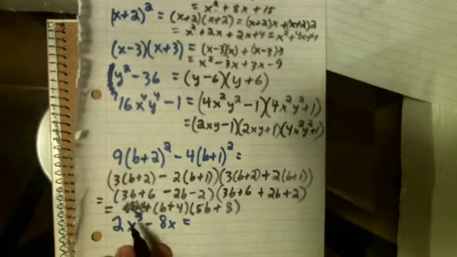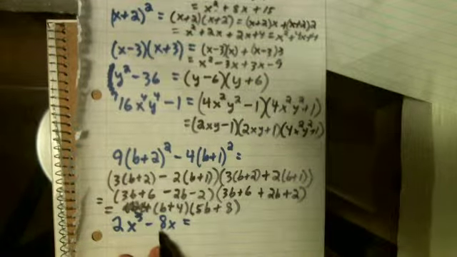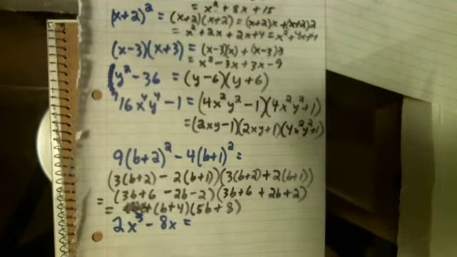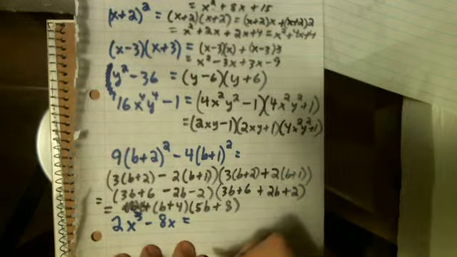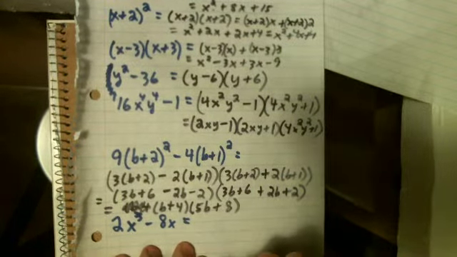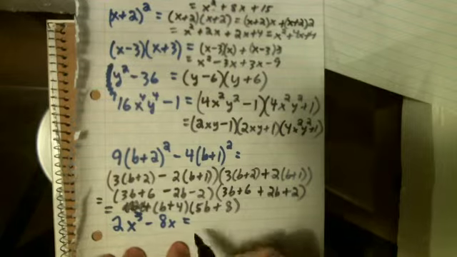Okay, now let's look at this one. 2x cubed minus 8x. Now, this is really important. This is the first step in any factoring problem. It's called pulling out the greatest common factor.